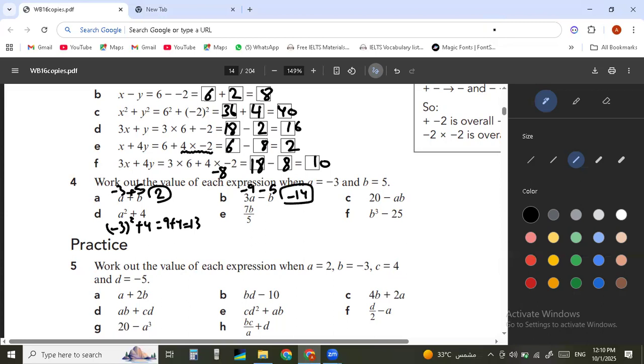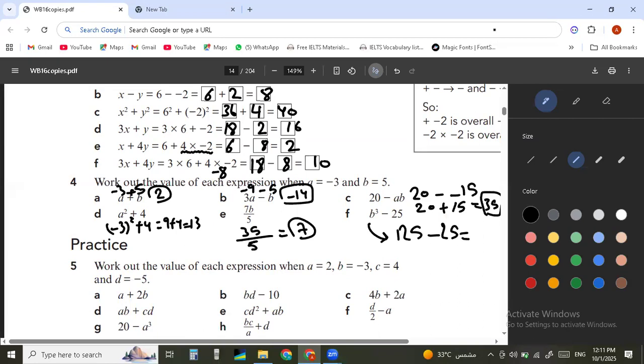7 times B, which is 35. 7 times 5, 35 over 5, which is 7. Here, 20 minus A times B, and A times B is negative 3 times 5, which is negative 15. That means 20 plus 15, which is 35. The last question, B cubed, which is 5 cubed, 125, minus 25 equals 100.